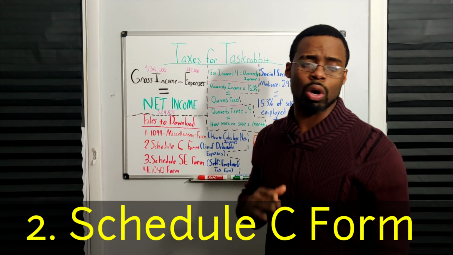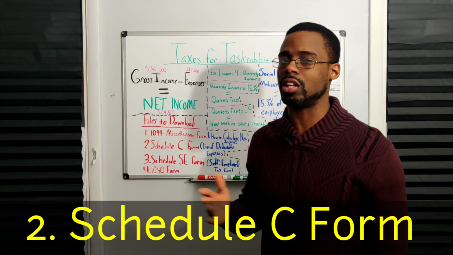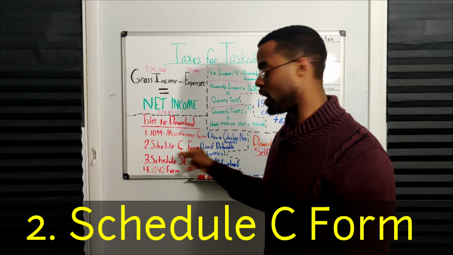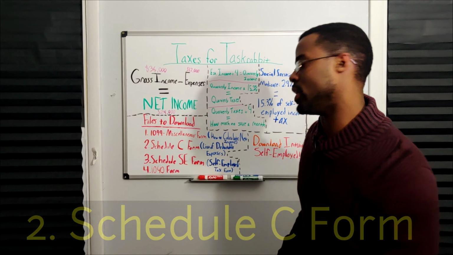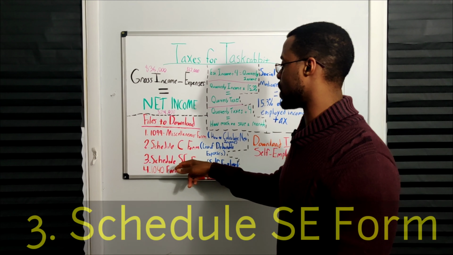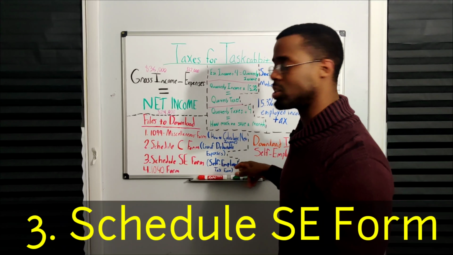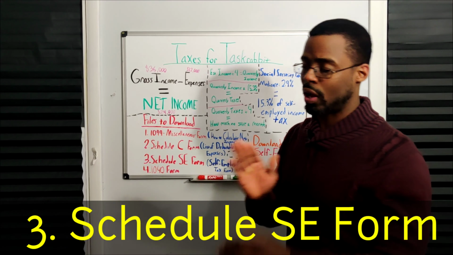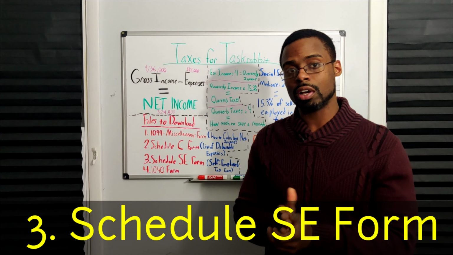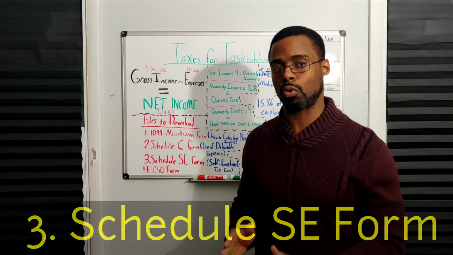So if you're confused on what you can and cannot deduct from your taxes, the Schedule C form tells you all that information. Number three is the Schedule SE form. That's the self-employed tax form. So as a self-employed person, you're going to have to use that form.